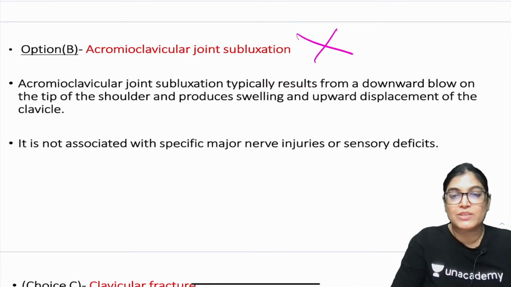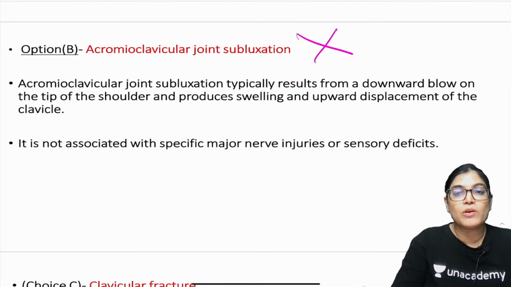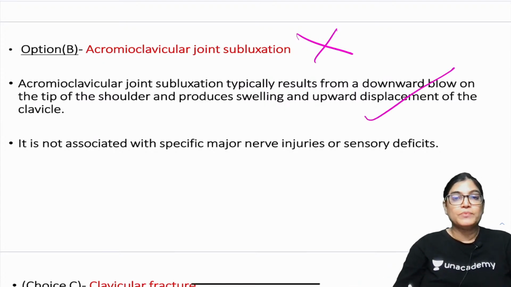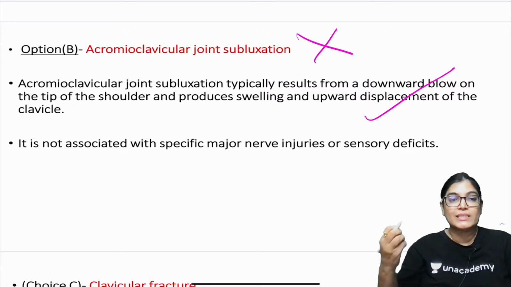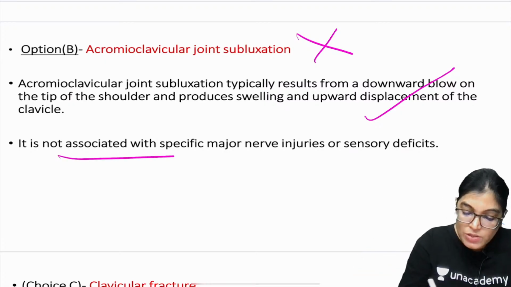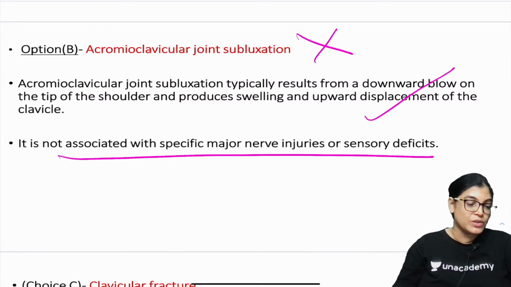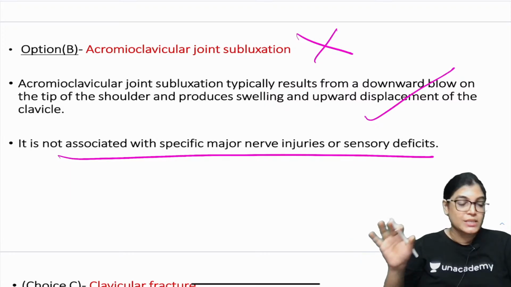Acromioclavicular joint subluxation is not correct because acromioclavicular joint injury results from a downward blow on the tip of the shoulder and will produce upward displacement of the clavicle. It is not associated with any kind of specific major nerve injury or any kind of sensory deficit. So, this is the reason option B is not correct.